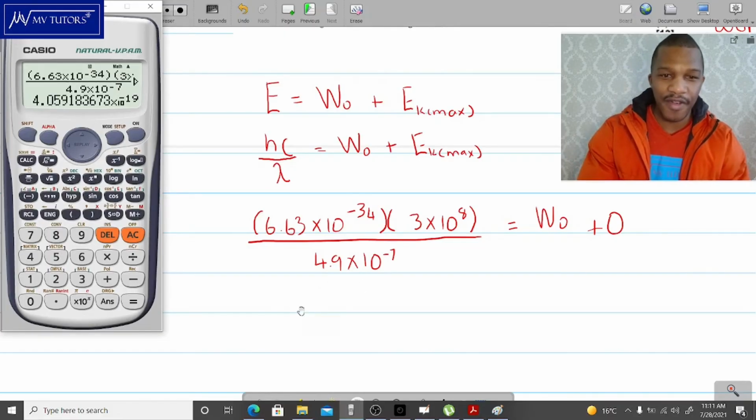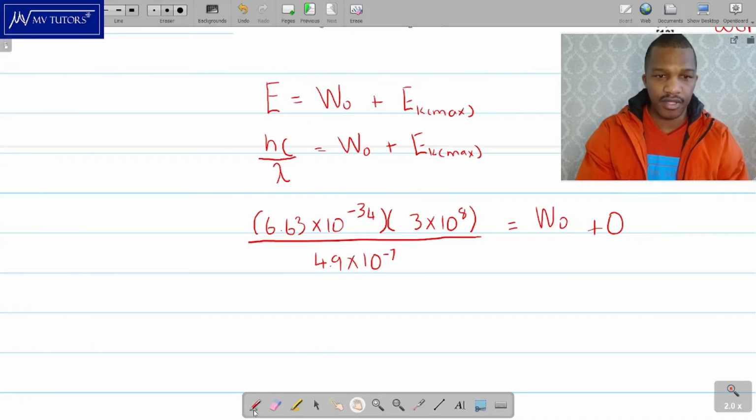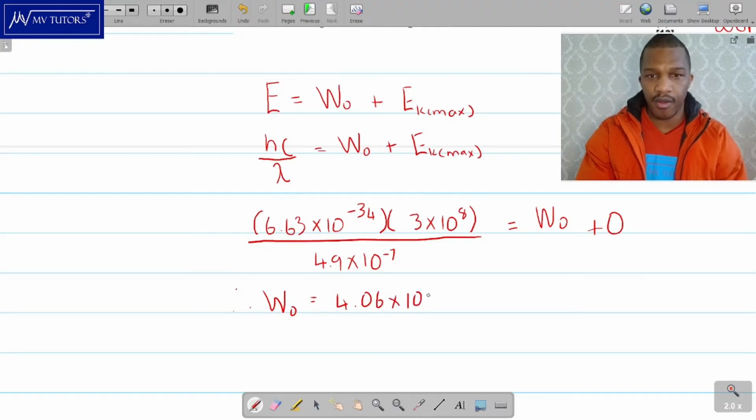Okay, so my final answer then is 4.0, let me make it 2 decimal, so 4.06 times 10 to the power 19. Okay, so let's write that down. So then we can conclude and say, therefore the work function after putting everything in a calculator is 4.06 times 10 to the power minus 19.